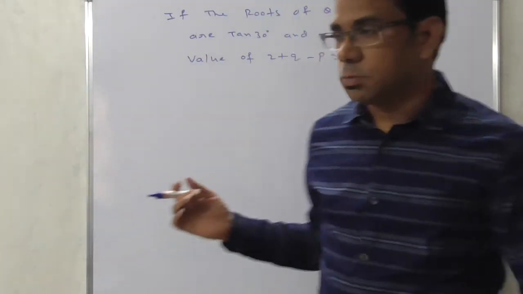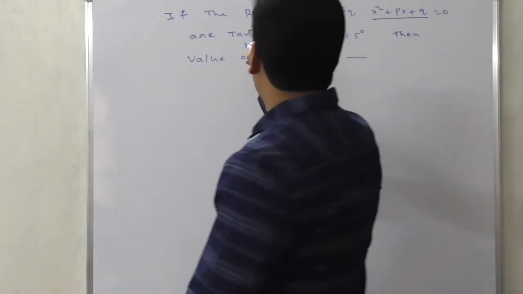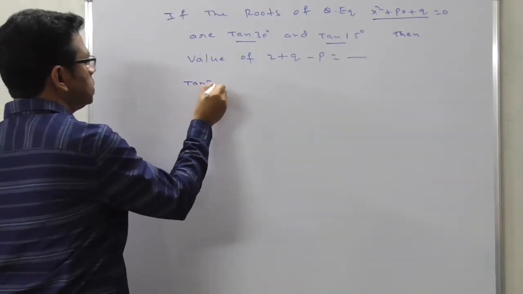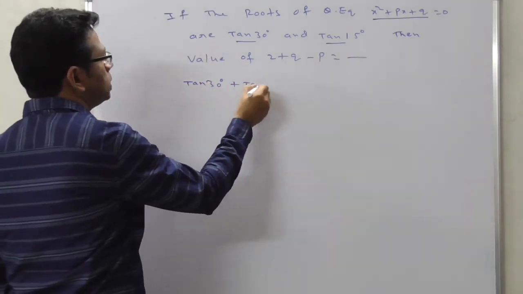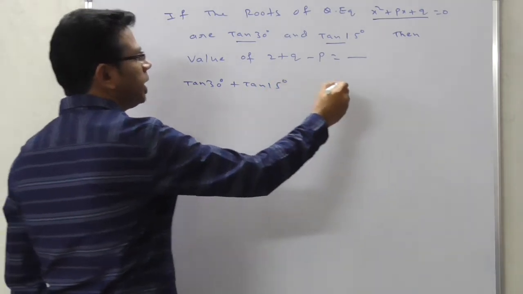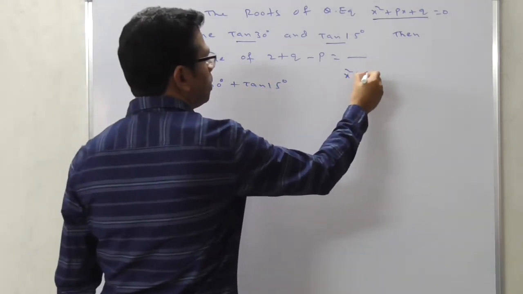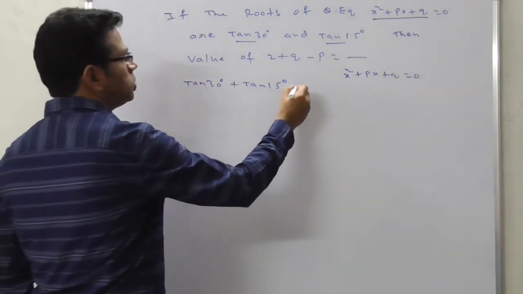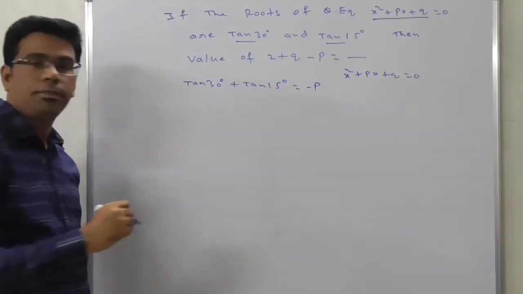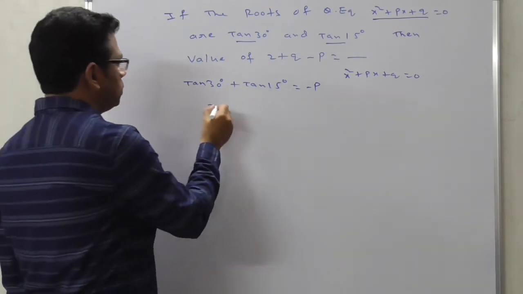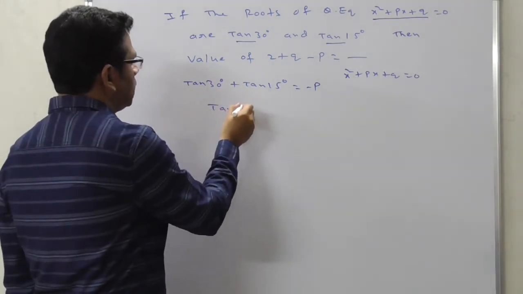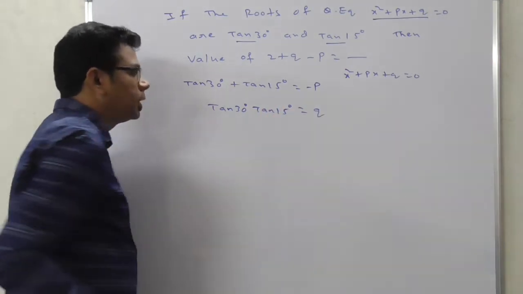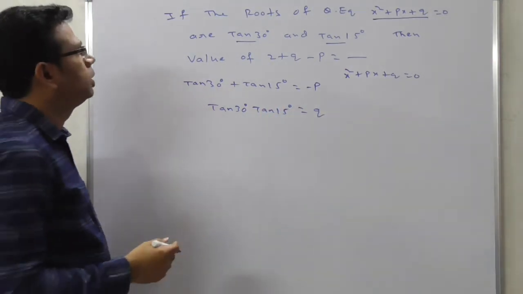Now the remaining, just observe. So tan 30 and tan 15 are roots. First write the sum of the roots here. Tan 30 plus tan 15 equal to? The given equation is x square plus px plus q equal to 0. Then the sum of the roots you can write as minus p. Clear? Now what is the product of the roots? That is tan 30 into tan 15. That is c by a, which is q. Good.